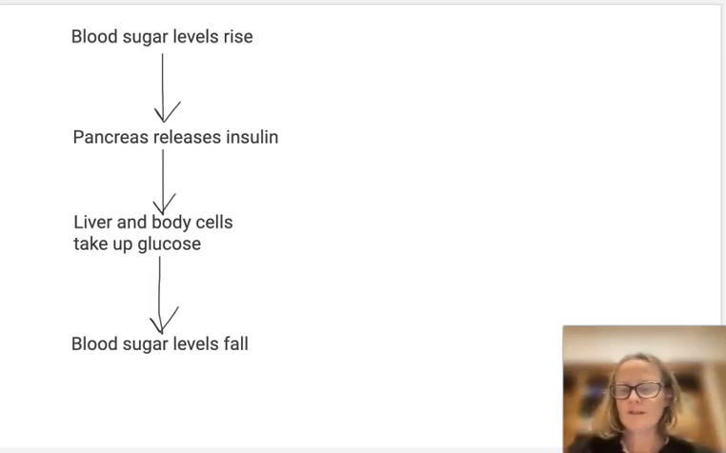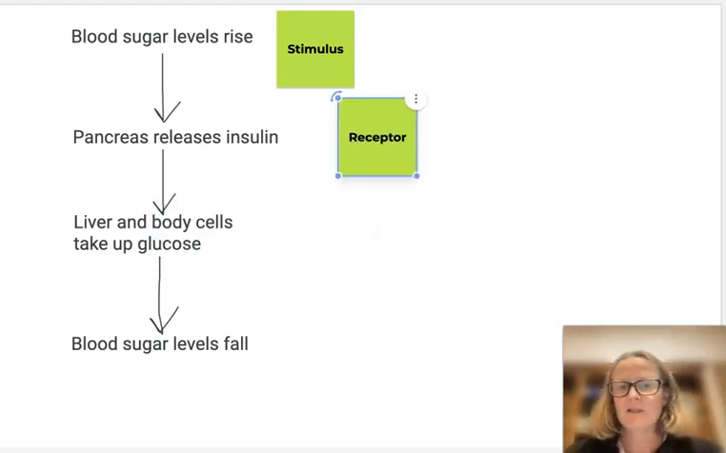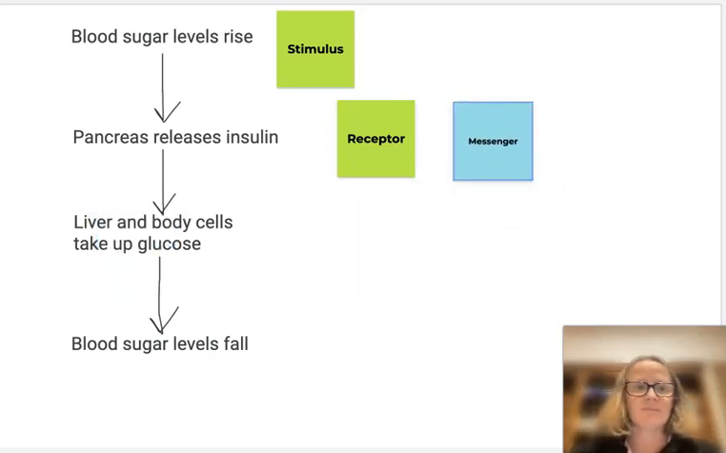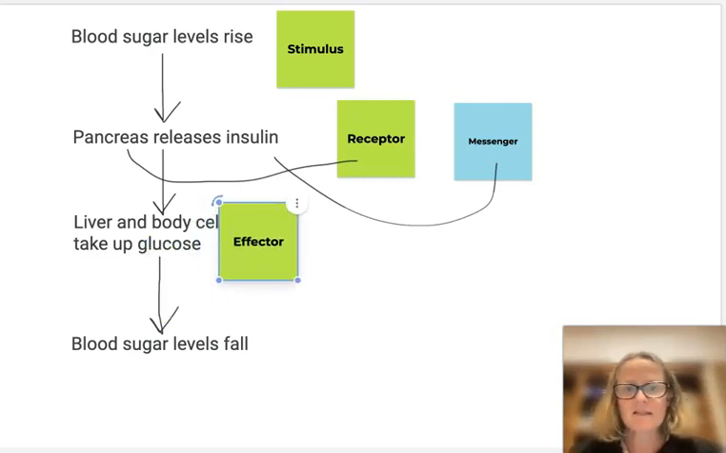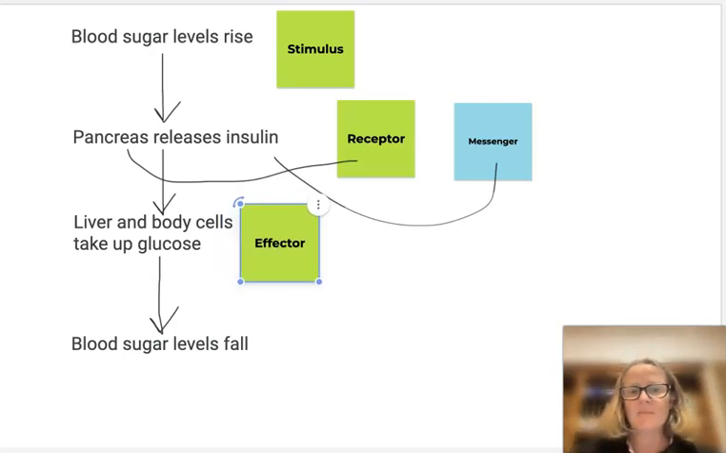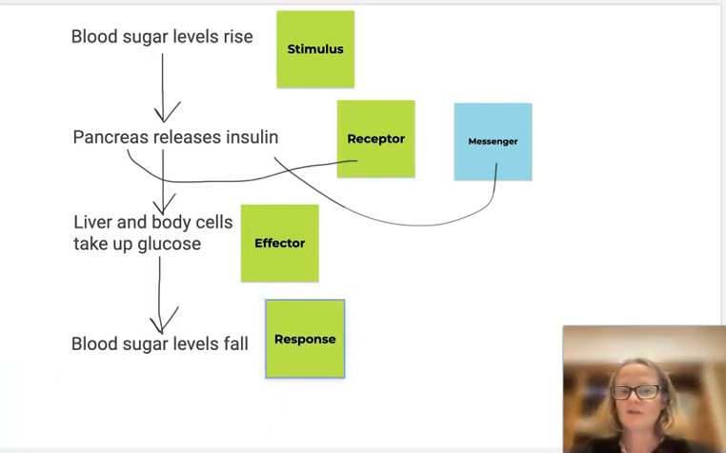We can add some words that we've met before to this. The stimulus is the rise in blood sugar levels. The receptors of that stimulus are the pancreas cells, and they release the messenger insulin. So the receptor is the pancreas, and the messenger is insulin. Then our liver is the effector because it is receiving the message, and the response is for blood sugar levels to fall.